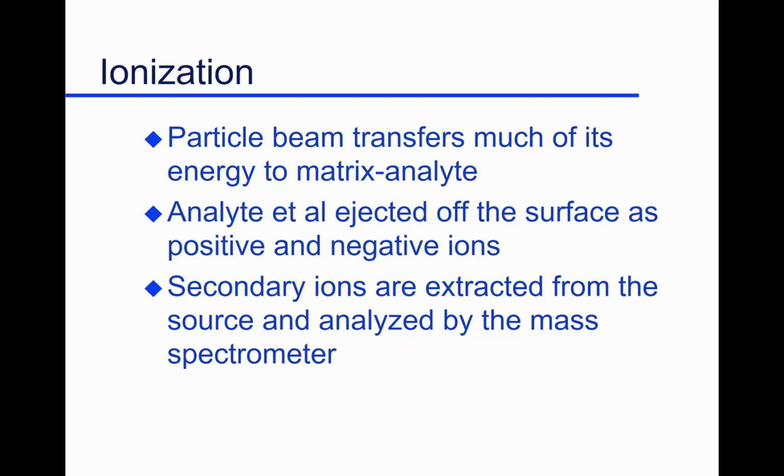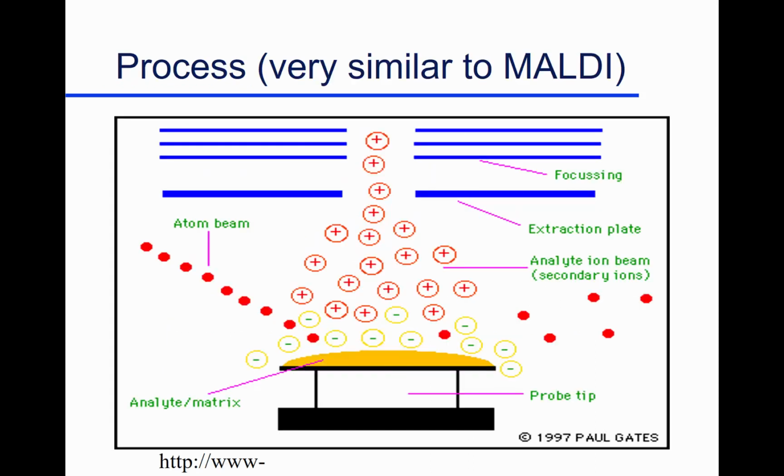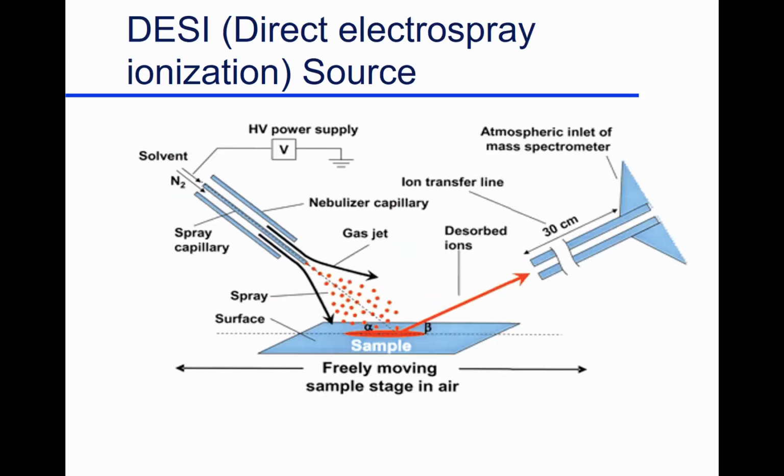So this is continuation. Yep, it transfers its energy to the matrix, to the compound we're measuring. Analyte is ejected off the surface, and then we go ahead and measure those ions that come from the matrix. So here's kind of an example, very similar to MALDI. Here's our atom beam, the argon or xenon. Goes ahead, hits this, high energy. Fragments, really volatilizes some of this, and drags off the analytes that we're interested in to go up and be measured.